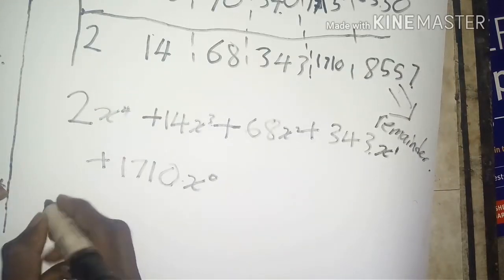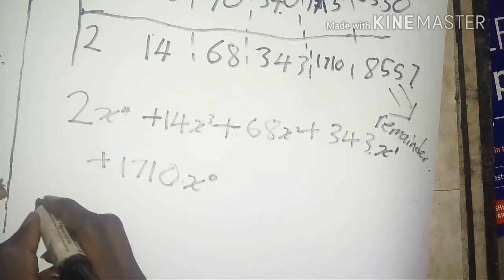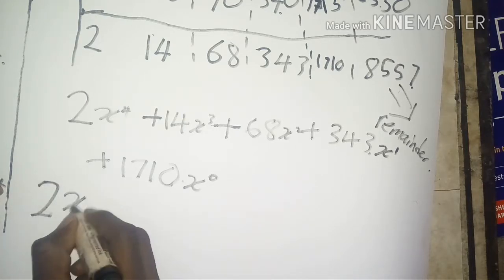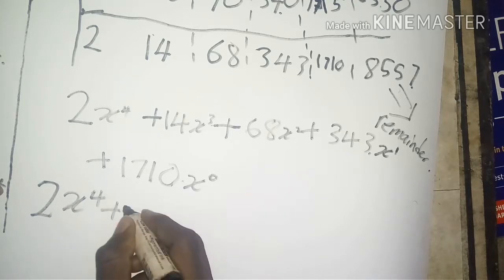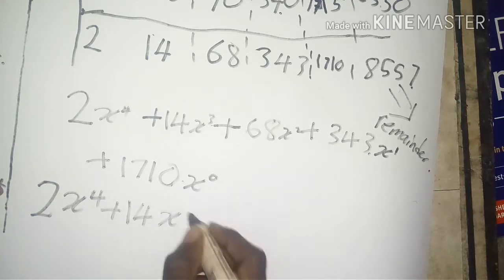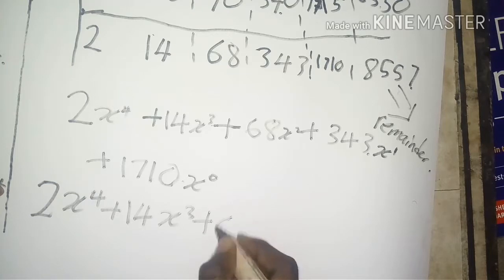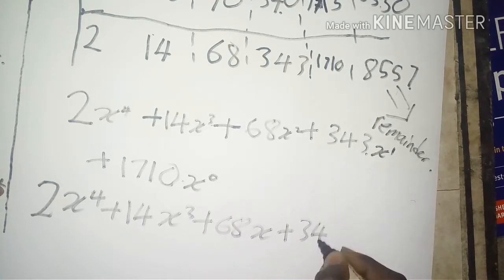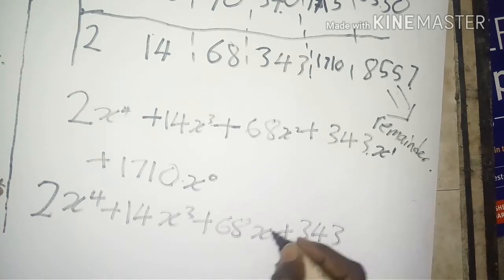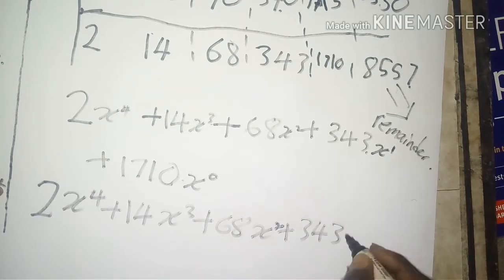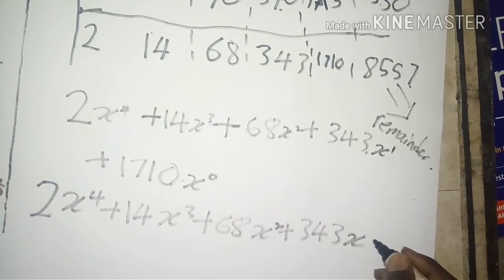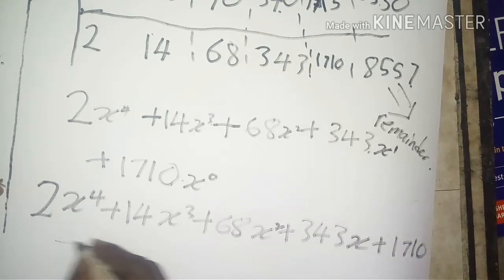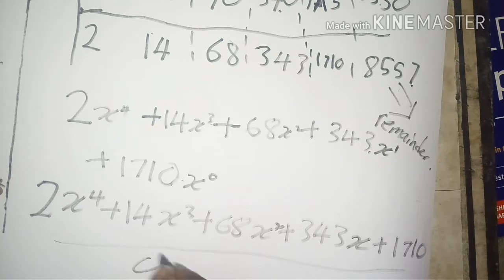That is everything. Then let me put the total answer down. I hope you can see well. 2x raised to power 4 plus 14x raised to power 3 plus 68x plus 343 plus 38x squared, plus 343x plus 1710. This is the quotient.